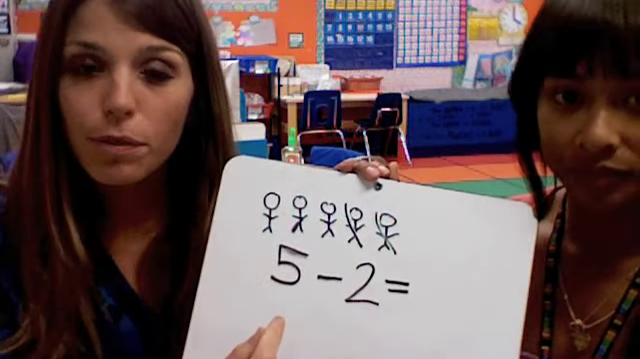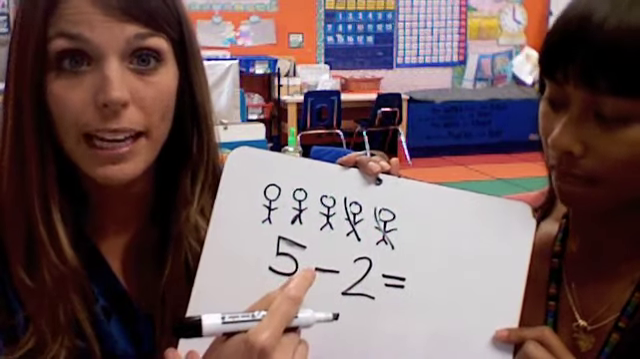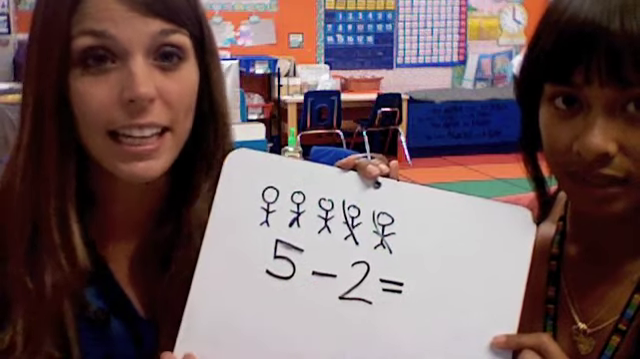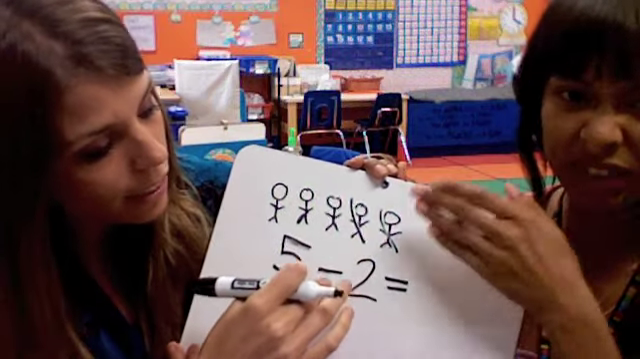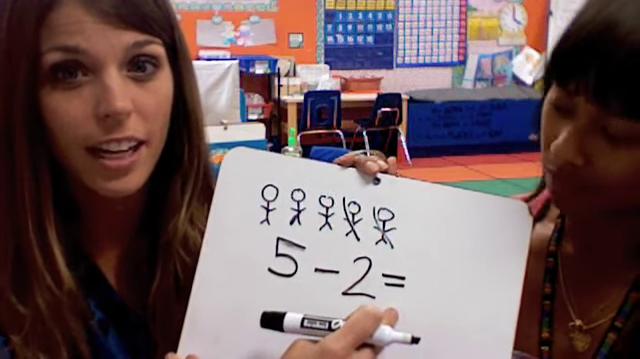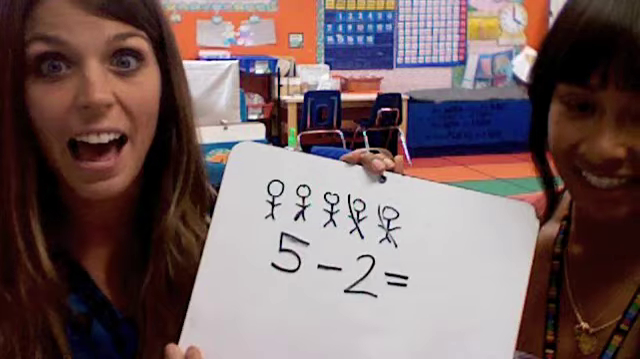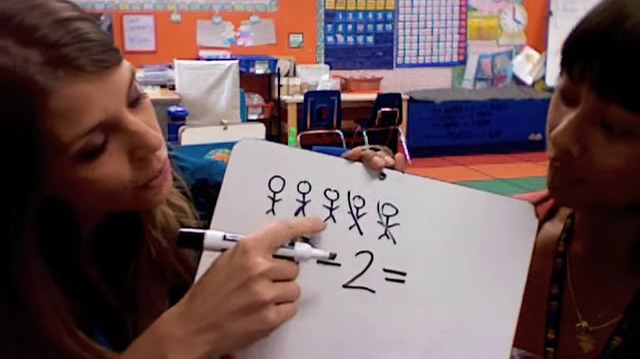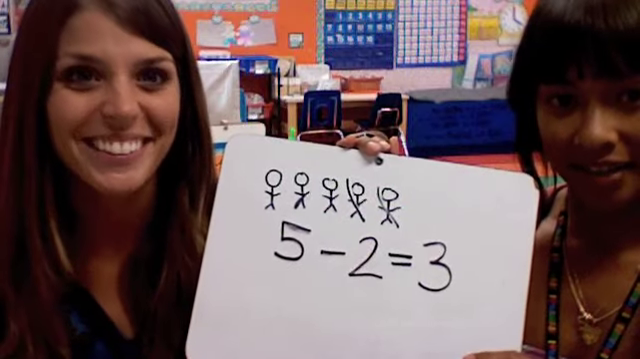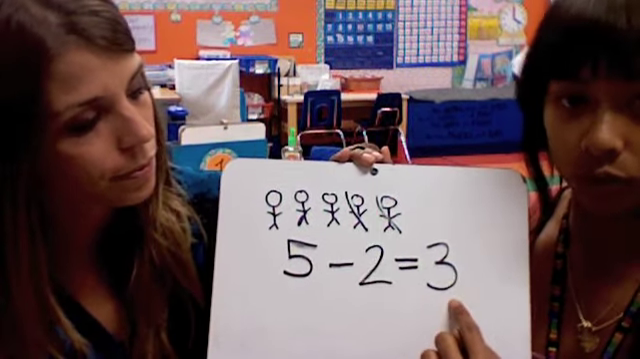So I get it. So far we started with 5 because there were 5 students playing at first. And then this sign represents that we're taking away some. And we took away 2 students. So the equal sign should be here, and this should be how many are left. And I see 1, 2, and 3. So our answer would be 3. And the way you would read it is 5 minus 2 equals 3.